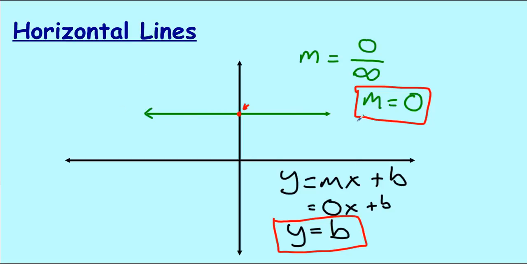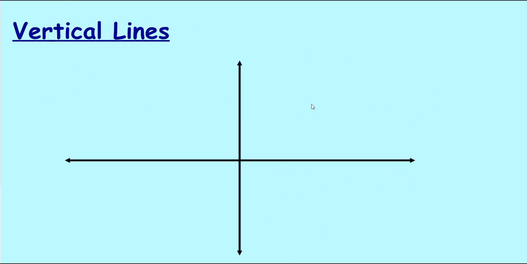So when you see a horizontal line, you don't have to show the calculation for slope because it's understood that there is no slope, which means that the equation for all horizontal lines is y equals whatever your b value is. So y is equal to your y-intercept.